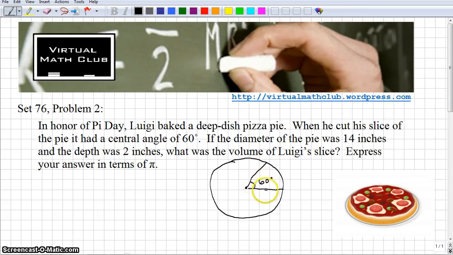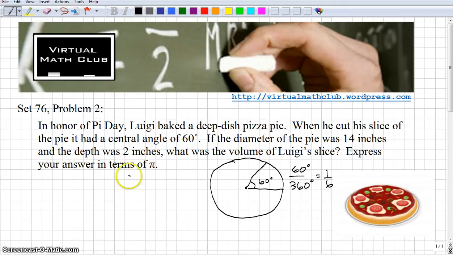Now, what portion of the pie is that? We know we've got 360 degrees in a circle. And so 60 degrees over 360 degrees, that's just 1/6 of the pie, right? So he had 1/6 of the pie.